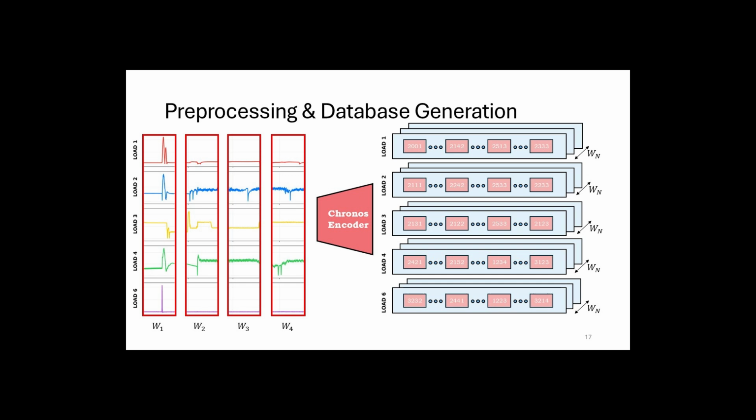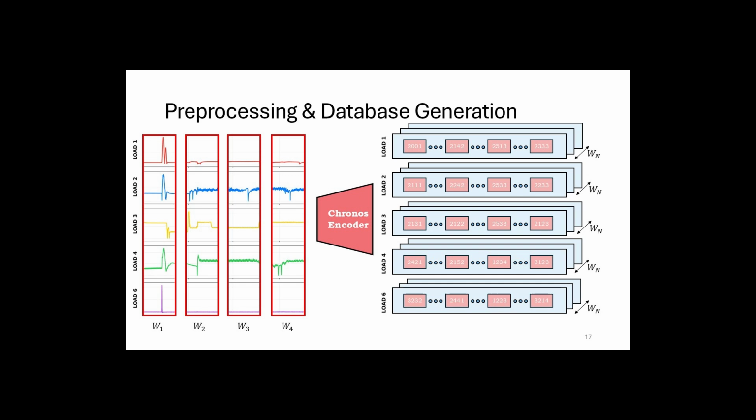So after we extract all these windows, we have to do our database generation. How we do that is we use something called a Chronos encoder. The Chronos model is a pre-trained model from Amazon that is publicly available. So everything we've used is open source, and you don't have to pay for any of this technology. You just have to download the respective packages, and you're able to implement this on your system.